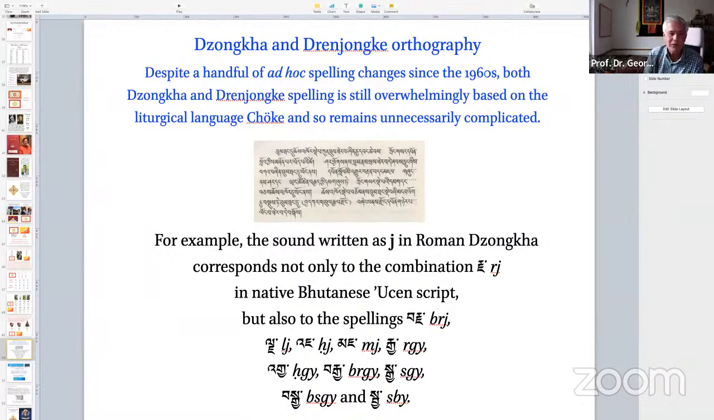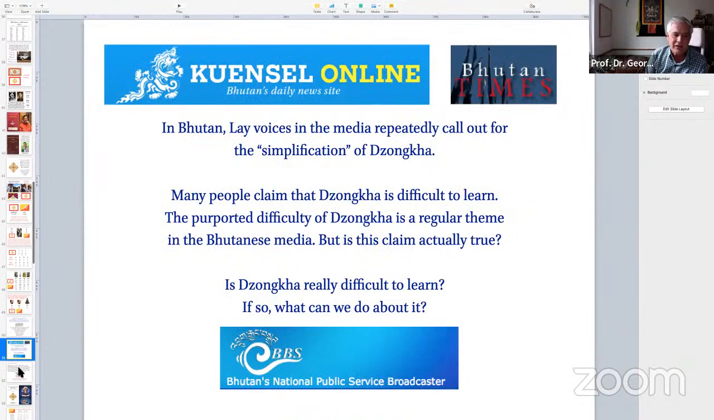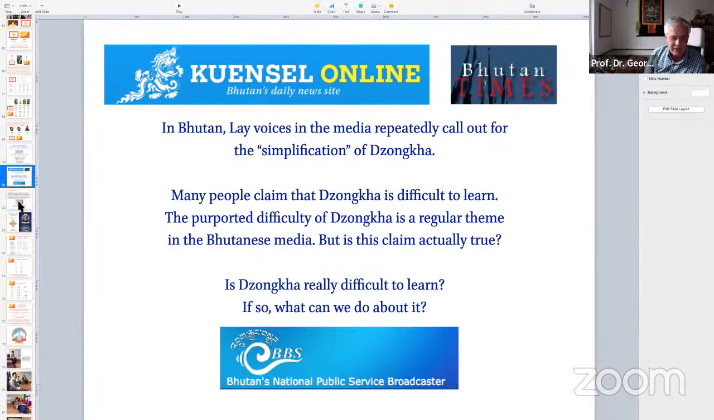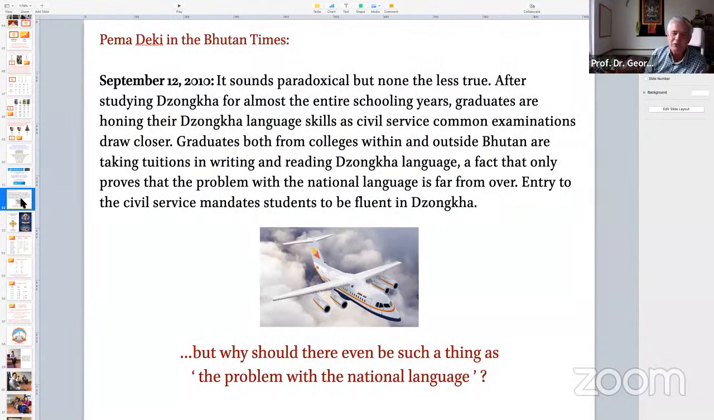So in the Bhutanese press, of course, this has led to young people writing that people need the language to be simplified. Actually, no one really means this, because you don't want the language to be simplified. They're only talking about the spelling. And people talk about the problem with the national language. Well, why should there be a problem with the national language? Everyone speaks it without any problem. So it's simply the spelling.